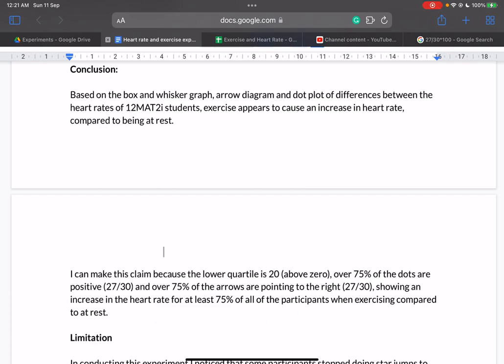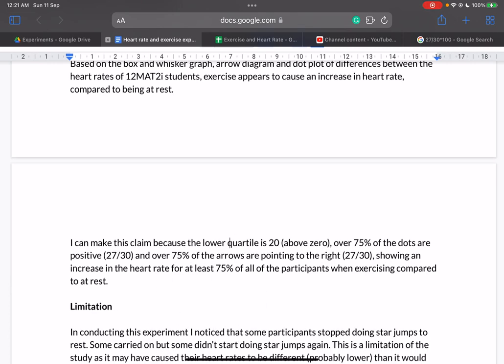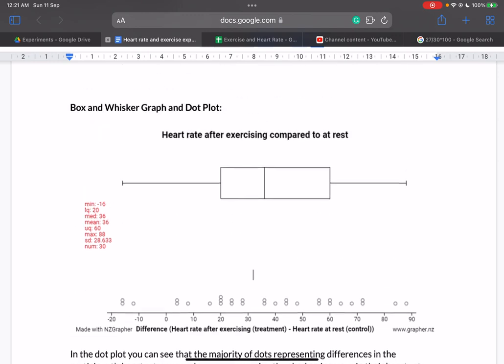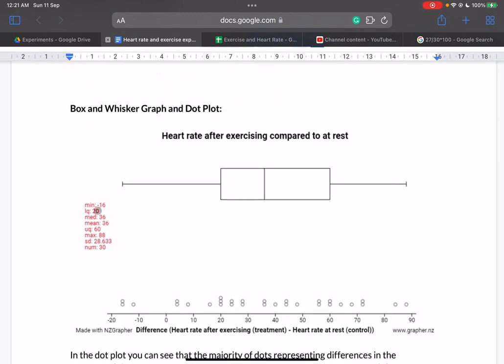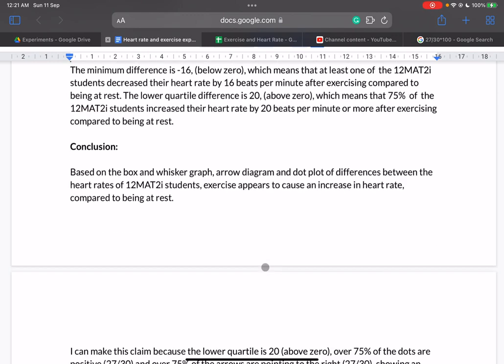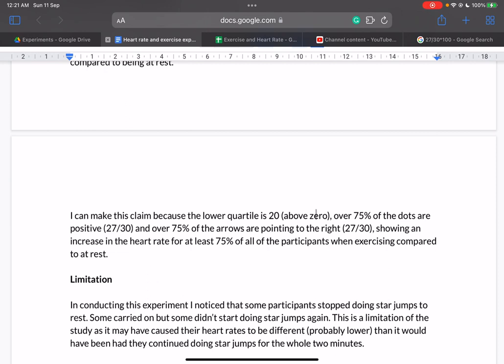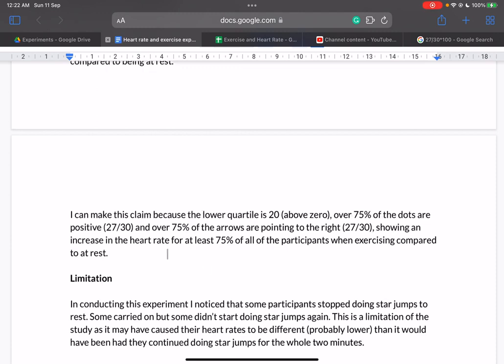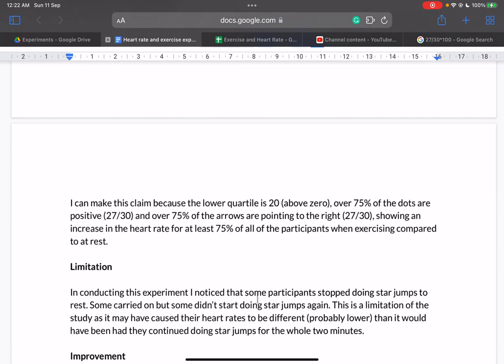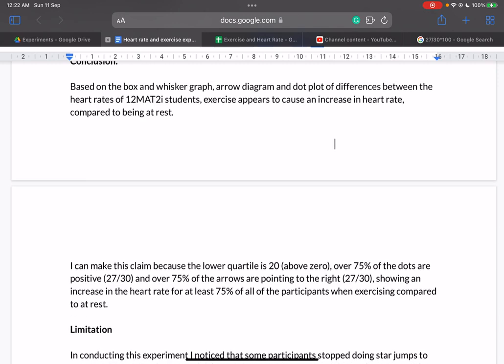Now you need to put your evidence. I can make this claim because the lower quartile is 20, which is above 0. Over 75% of the dots are positive, 27 out of 30. And over 75% of the arrows are pointing to the right, 27 out of 30, showing an increase in the heart rate for at least 75% of all the participants when exercising compared to at rest. That is your full claim with evidence.